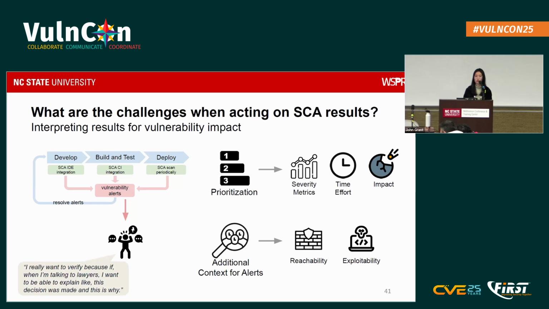One of the quotes from a participant really stuck out to me. Interpreting how a vulnerability impacts the application can be a challenge. And this participant shared that sometimes they have to talk to lawyers and you really have to be really clear and verify the impact of a vulnerability. But with existing SCA tool results, they were not able to clearly verify the impact of a vulnerability, and that caused a challenge for them.